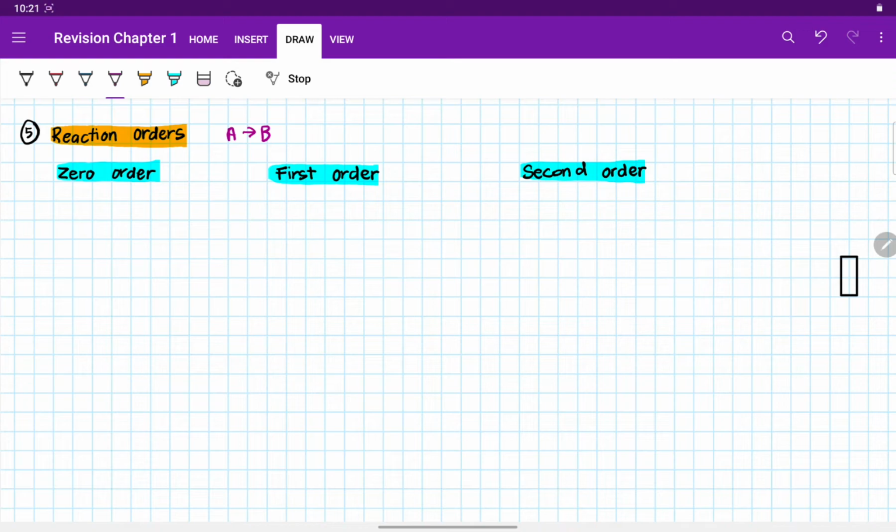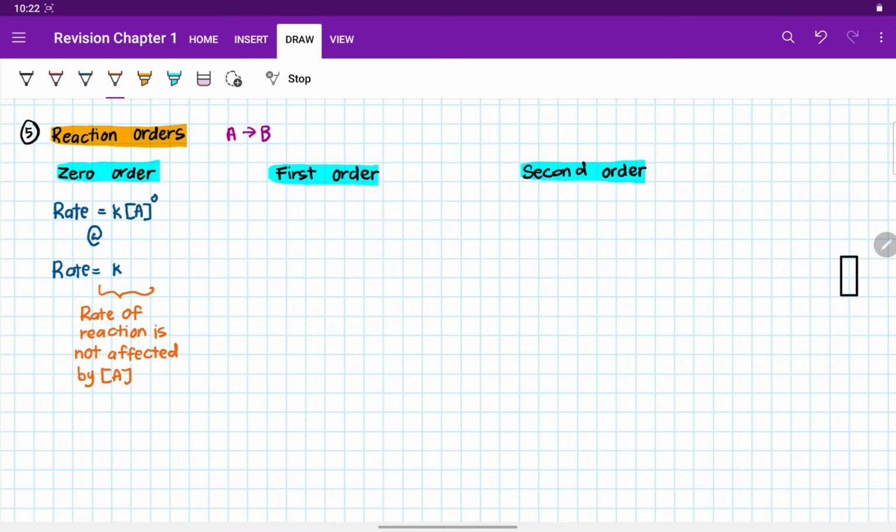Okay, now so for zero order reaction, the rate law kita akan tulis dia sebagai rate equals to K times concentration of A to the power of 0. Atau, selalunya kita akan terus tulis dia sebagai rate equals to K sahaja. Okay, so apa yang kita akan nampak dekat sini adalah the rate of reaction is not affected by the concentration of A. Okay, so maksudnya apa dekat sini? Kalau saya double concentration of A, rate of reaction tak akan berubah. Sebab apa? Dia tak muncul pun kat sini.